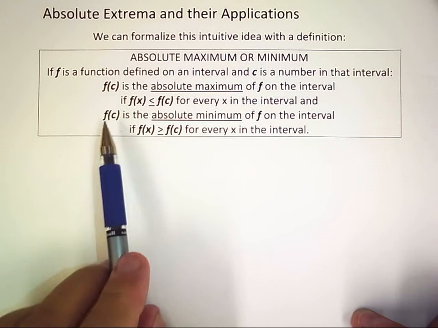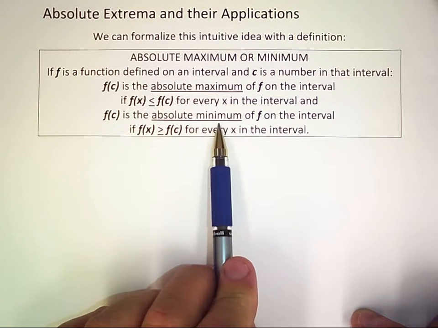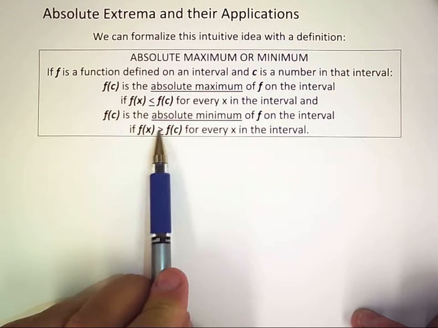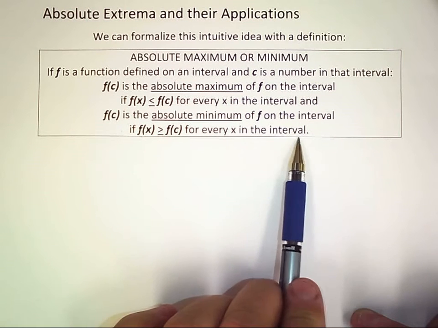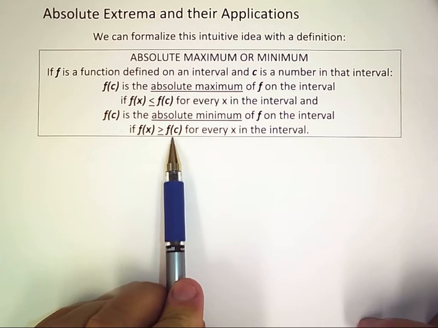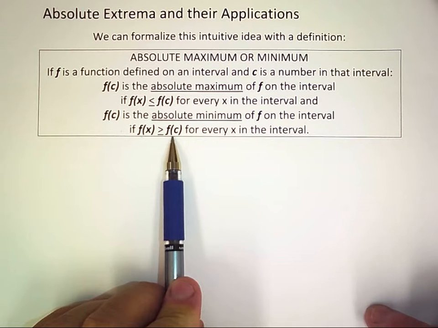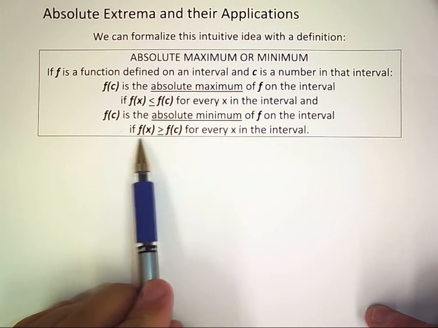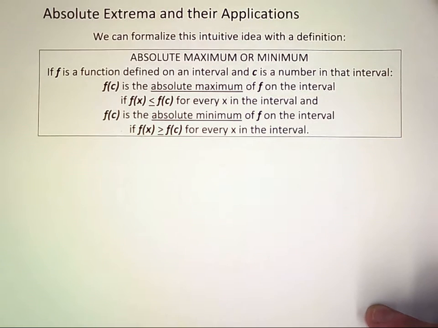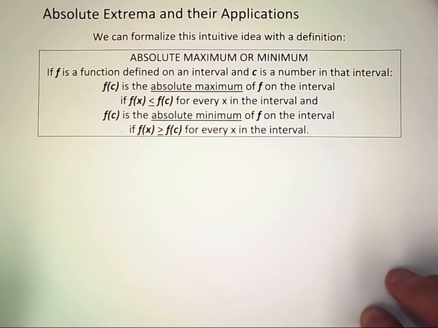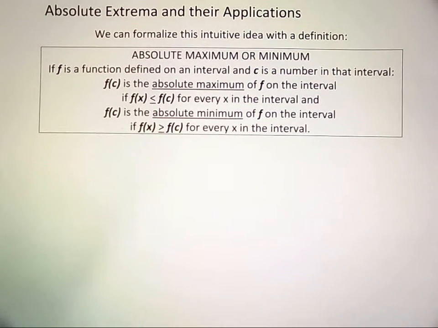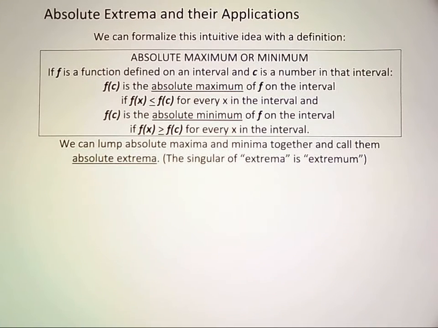And conversely, f of c is the absolute minimum of the function on the interval if f of x is greater than or equal to f of c for every x in the interval. In other words, if you calculate the y value of that minimum at x equals c, it comes out less than or equal to any other y value that you can calculate in that interval. That's the formal definition. Intuitively, it's easy to see, but that's the way we'd formally define it.